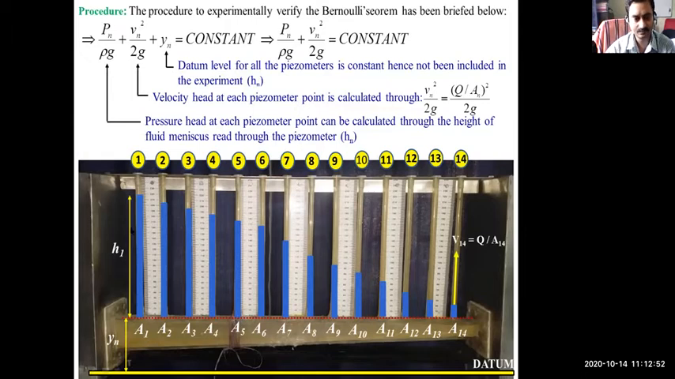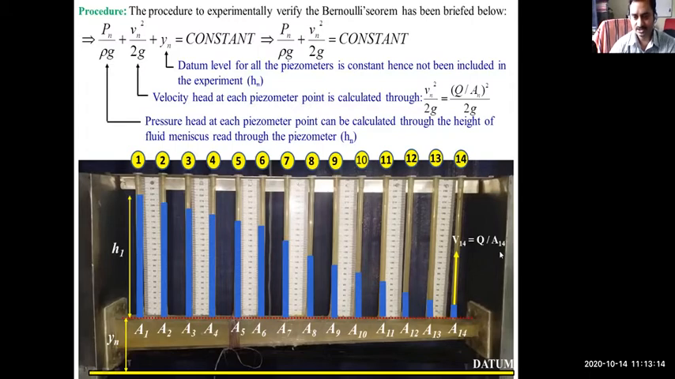Similarly, as the cross-section areas are known to you, if you know the discharge, then simply by dividing by the corresponding cross-section area at the piezometric points, you can get the velocities. So the only thing is to know the discharge. How do we know the discharge?